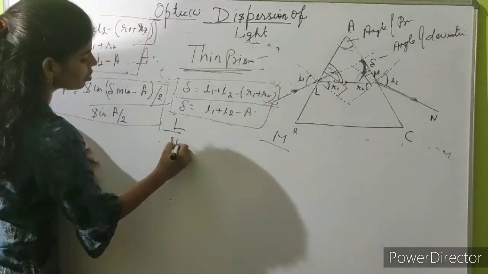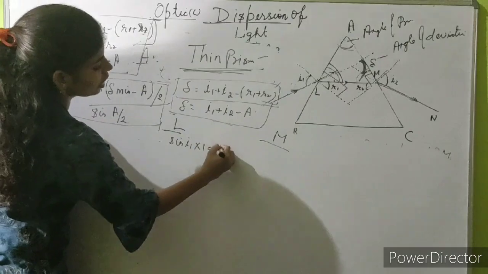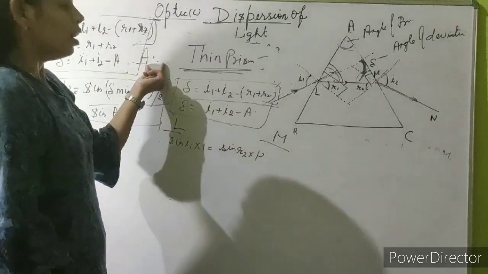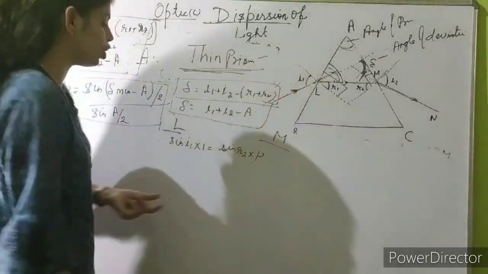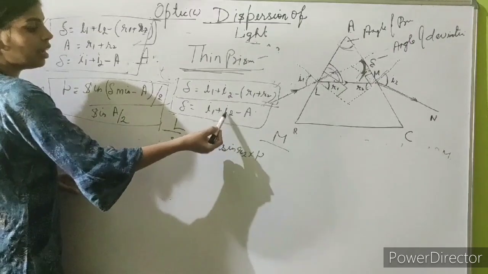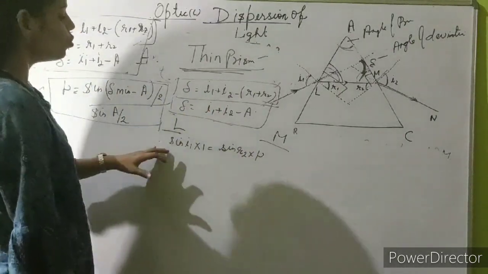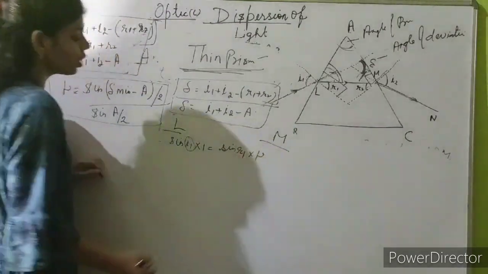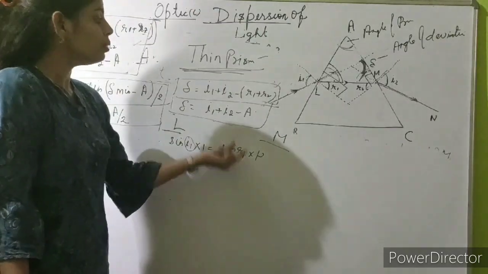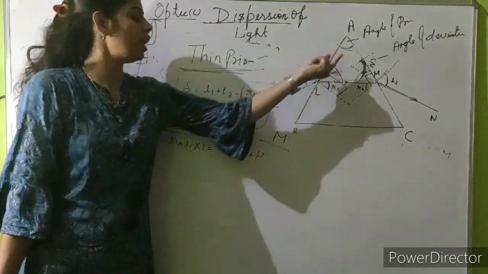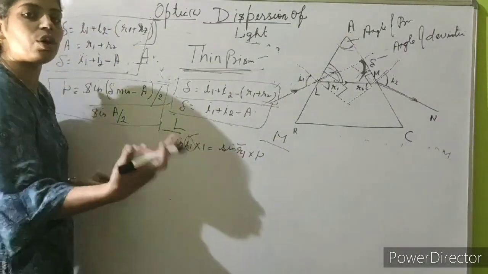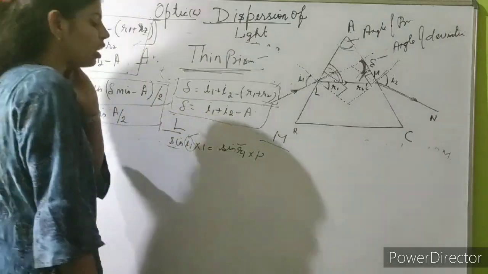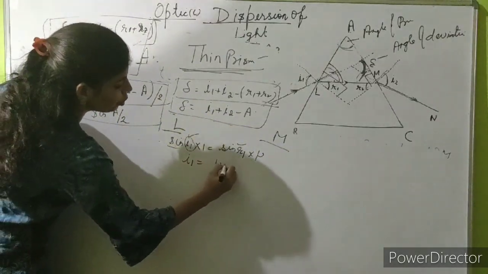When we apply Snell's law, we get sine of I1 into refractive index 1 equals sine of R1 into refractive index mu. For a thin prism, the angle of prism is small, and the angles of incidence I1 and R1 will also be small angles. I wrote R2 here by mistake, this is R1. In that case sin of I1 can be replaced by simply I1, and sin of R1 can be replaced by R1. So it becomes I1 is equal to mu R1.